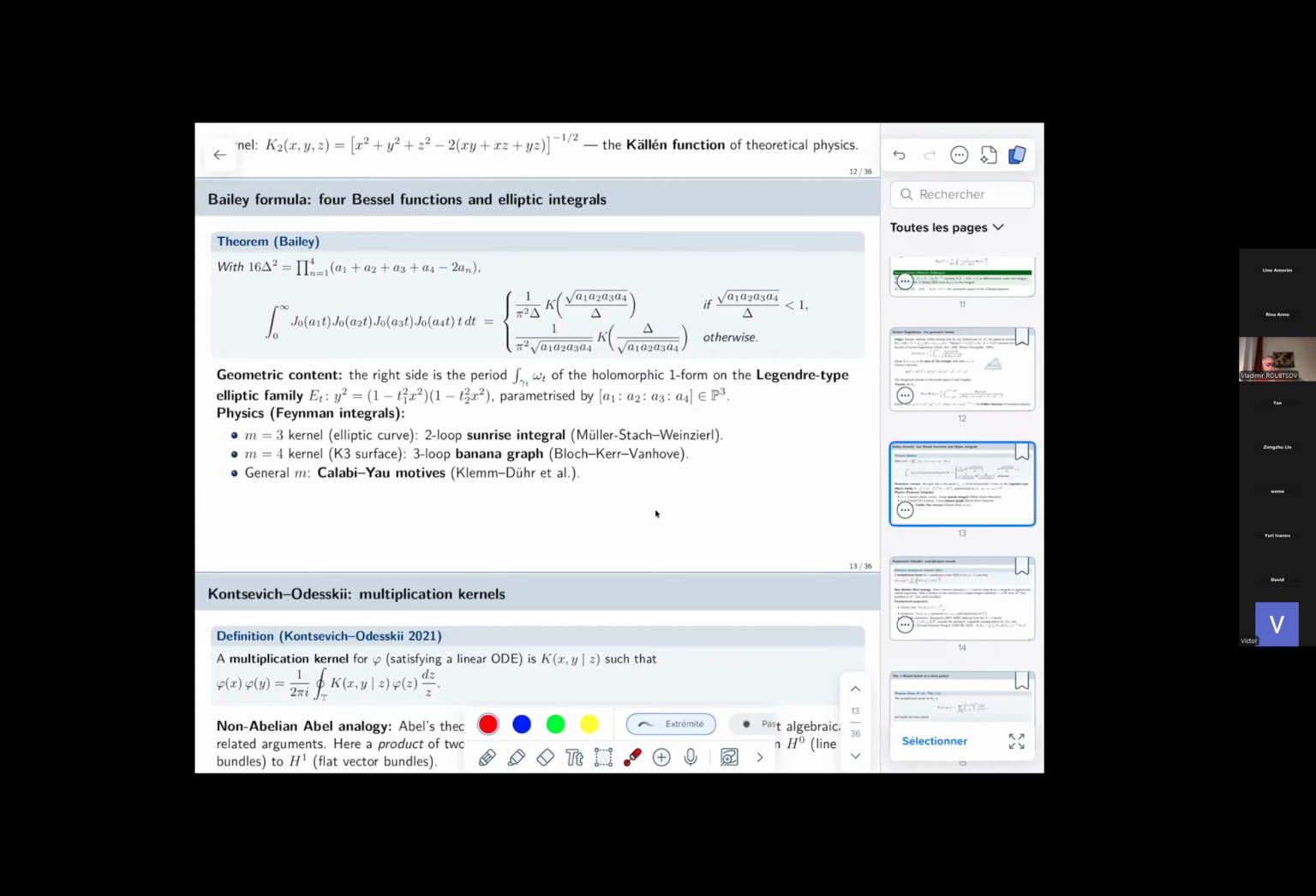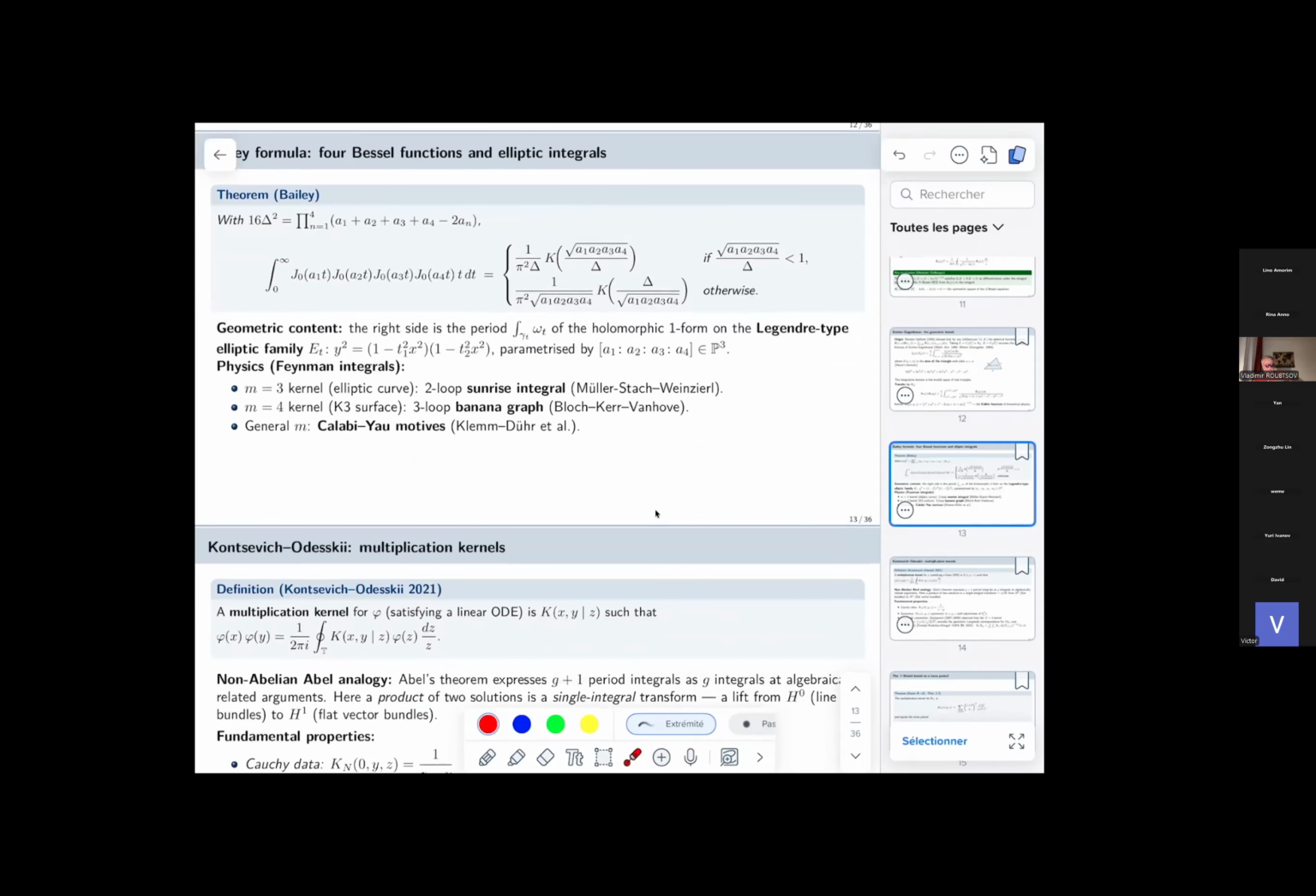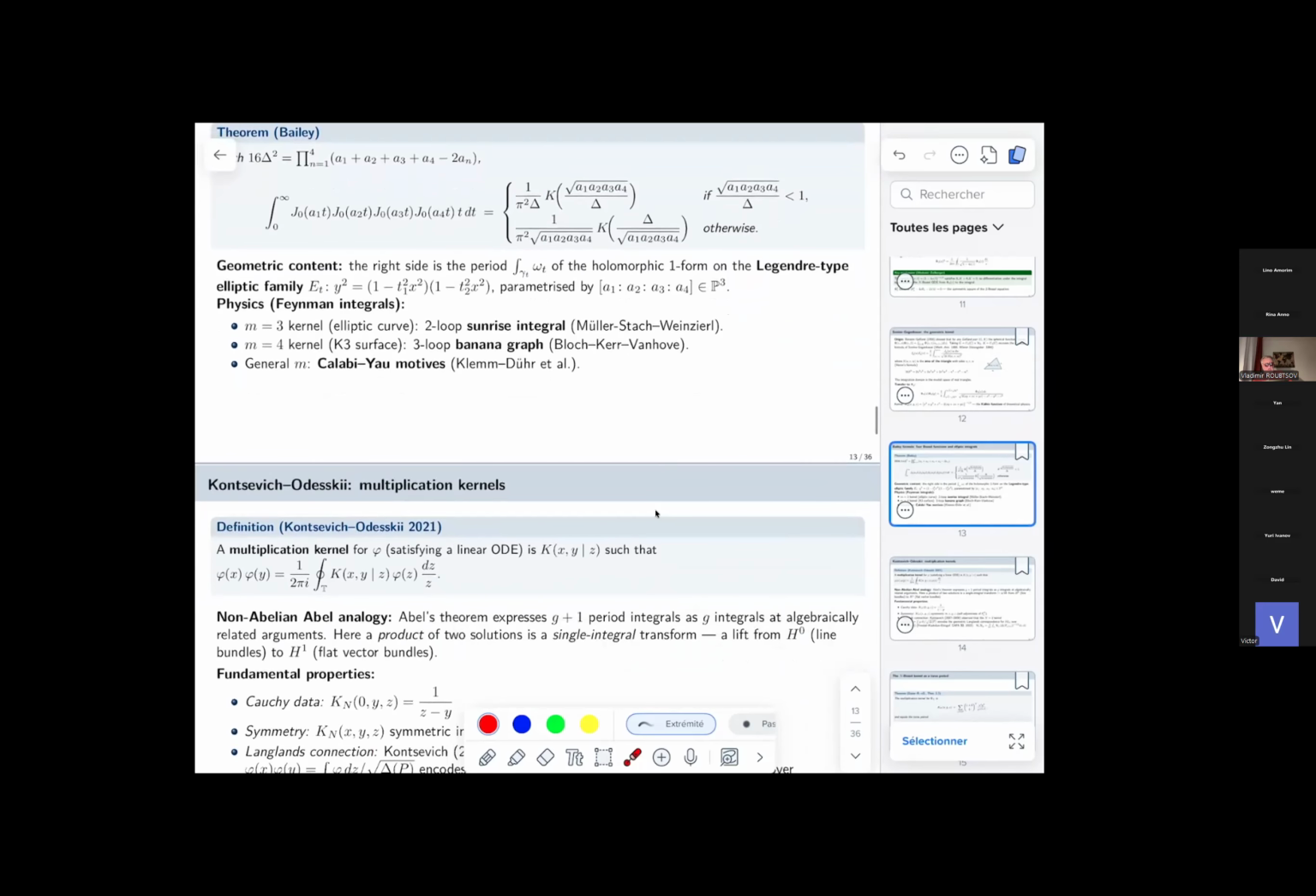For example, K3 surfaces for m equal to 4 were described by Bloch and Van Hoeij, and Müller-Stach and Weinzierl, who discussed two-loop sunrise integrals, these Feynman diagrams. General m Calabi-Yau motives were considered in papers of Albrecht Klemm and Claude Duhr. Yeah, but still, there is, of course, motivation.